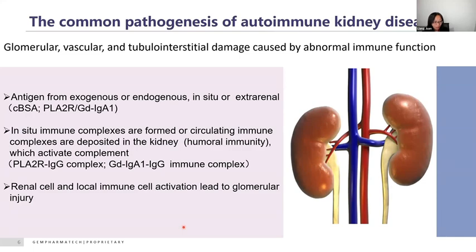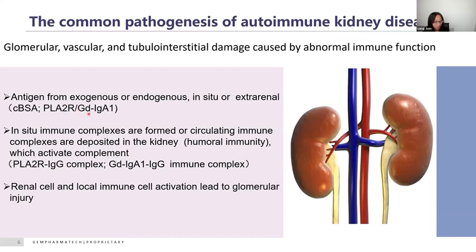Autoimmune kidney disease is the glomerular and vascular damage caused by abnormal immune function. Although the driving mediators for autoimmune renal disease are complicated, common pathogenesis is involved in the disease progress. Usually, they were triggered by a variety of antigens, including exogenous antigens like cationic bovine serum albumin, which was observed in children with membranous nephropathy.